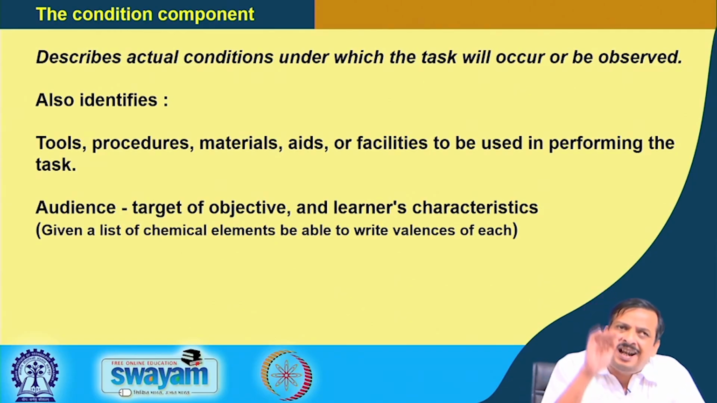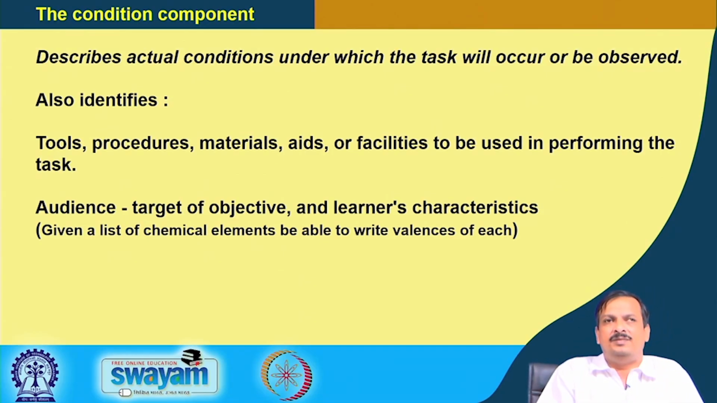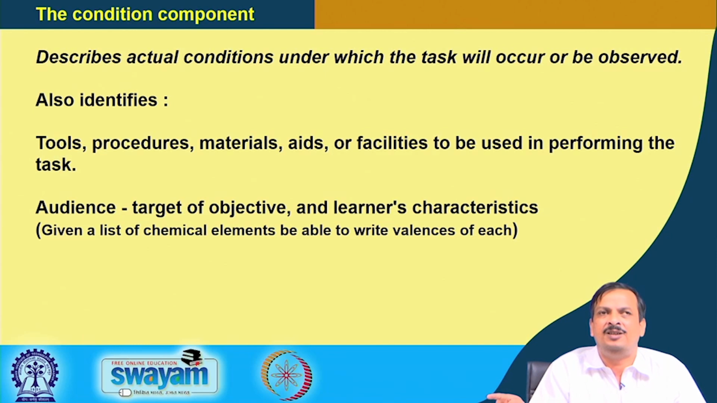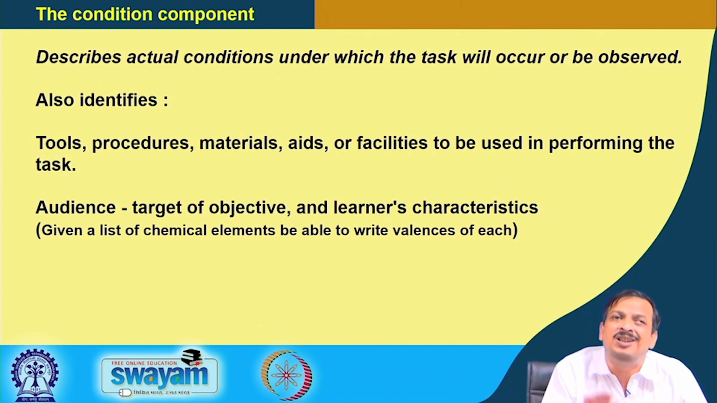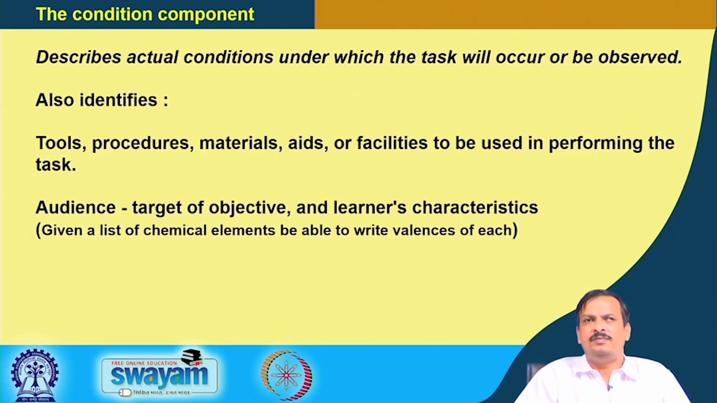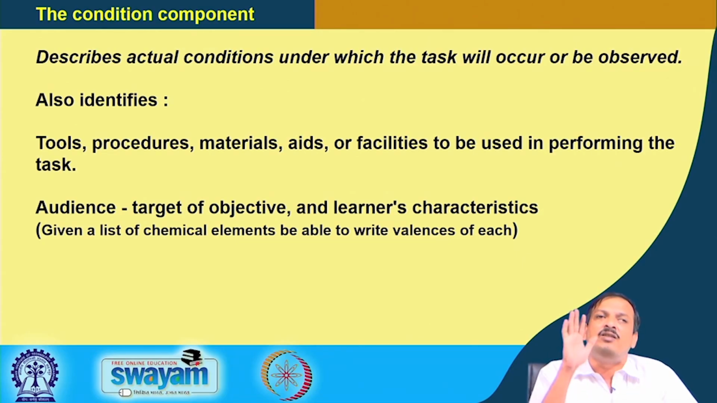So, the condition component actually specifies what will be given to the students for their performance. So, performance component is what the student will be able to do. Condition component is what will be provided to the student to do that. Tools, material, facility, for example, measure that frequency using an oscilloscope. Then you have to apply the oscilloscope to measure that frequency. So, the condition component actually says what will be given to the students.